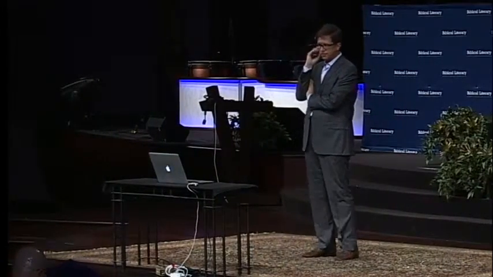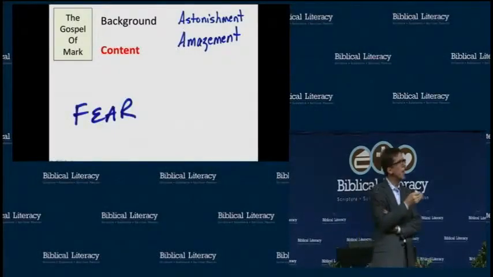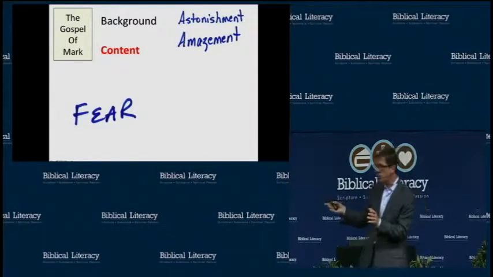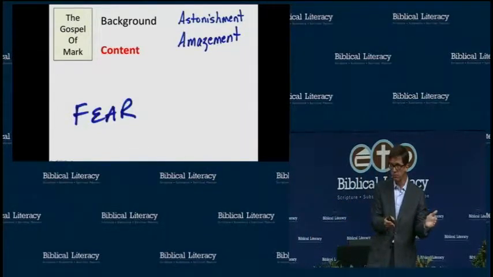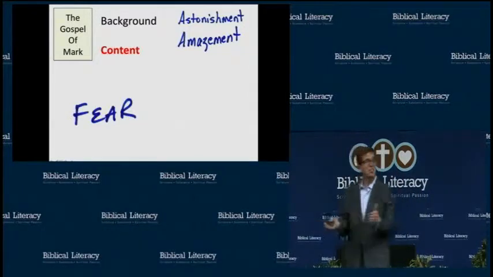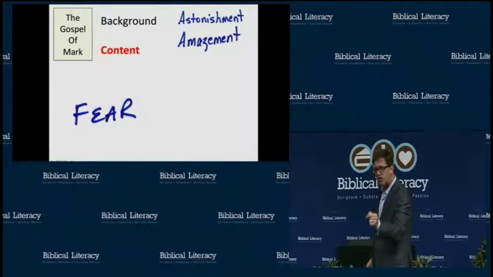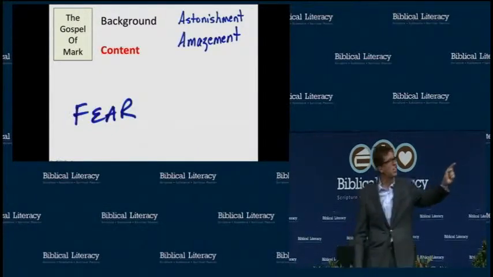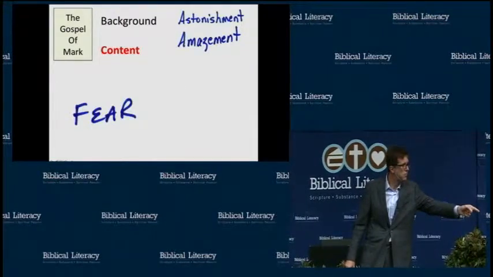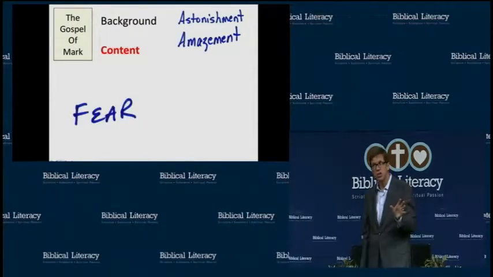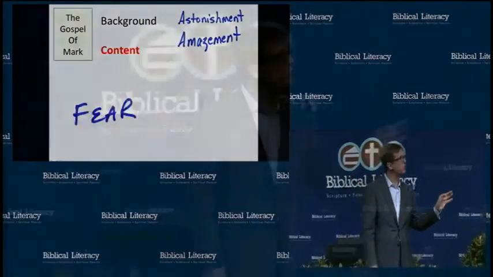Fear. A lot of people's reaction to Jesus was to be fearful. In fact, in one of the stories where Jesus throws the money changers out of the temple, the people are amazed at Jesus' teaching because Jesus says, my Father's house should be a house of prayer, you've made it a den of robbers. The people are astonished, but the reaction of the chief priests was one of fear.